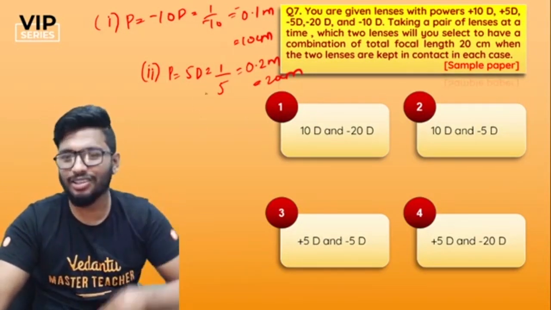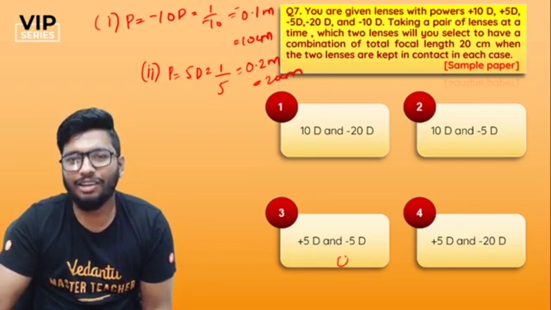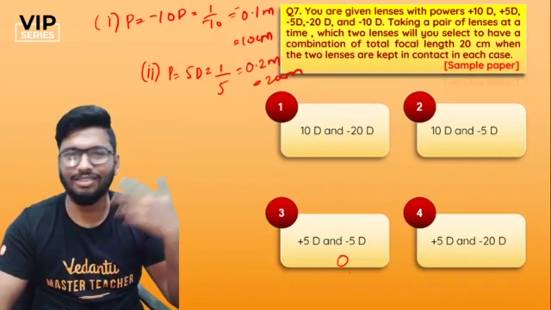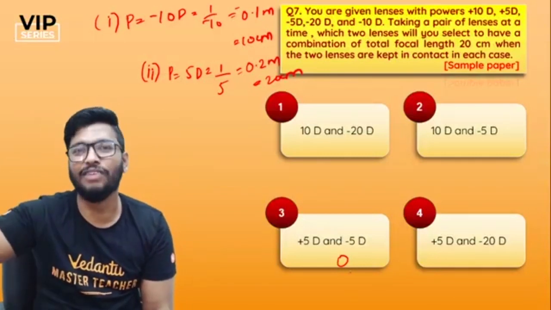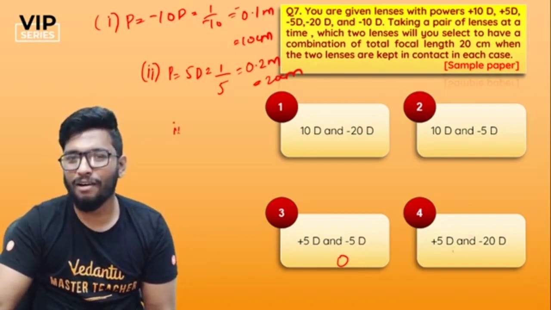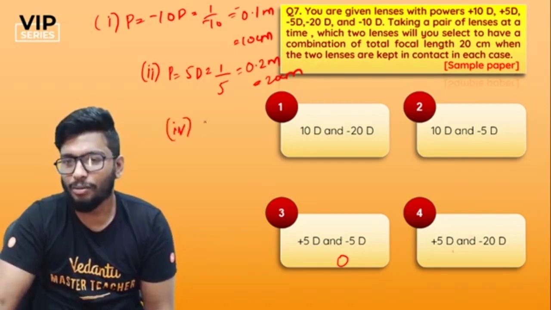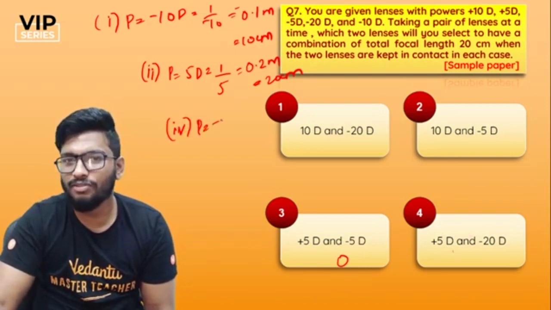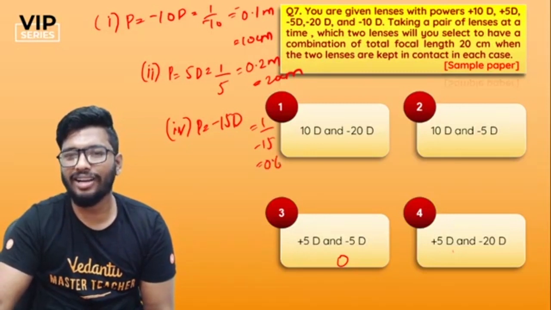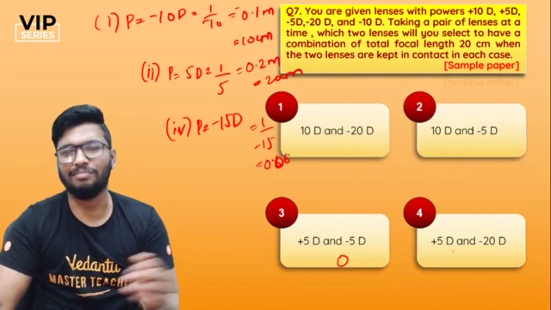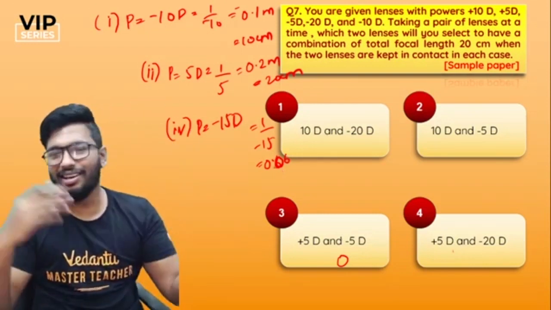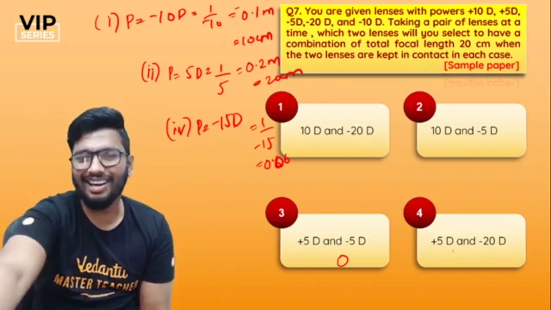Let's go on to the other ones also. Let's try to solve that as well. For this one, the power is 0 because plus 5 minus 5 is 0 diopter, which means 1 by 0 is actually going to be infinite. Anyways, the last one, what will be the power? Its power would be minus 15 diopter. So 1 by minus 15 will be 0.0666, something like that. Around 6 centimeter. You'll have to calculate the last part.